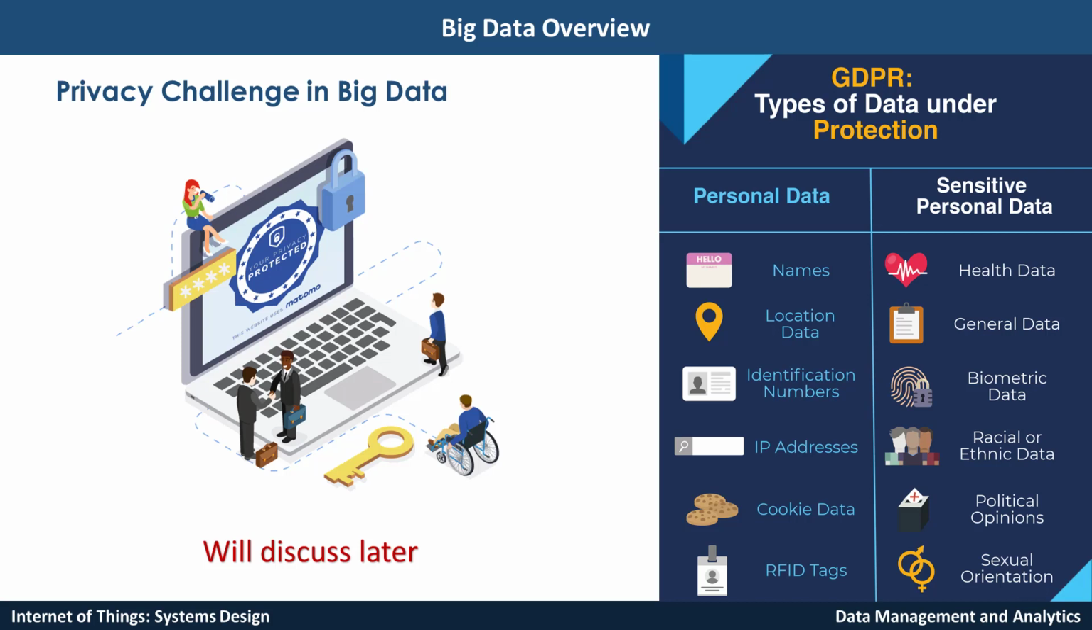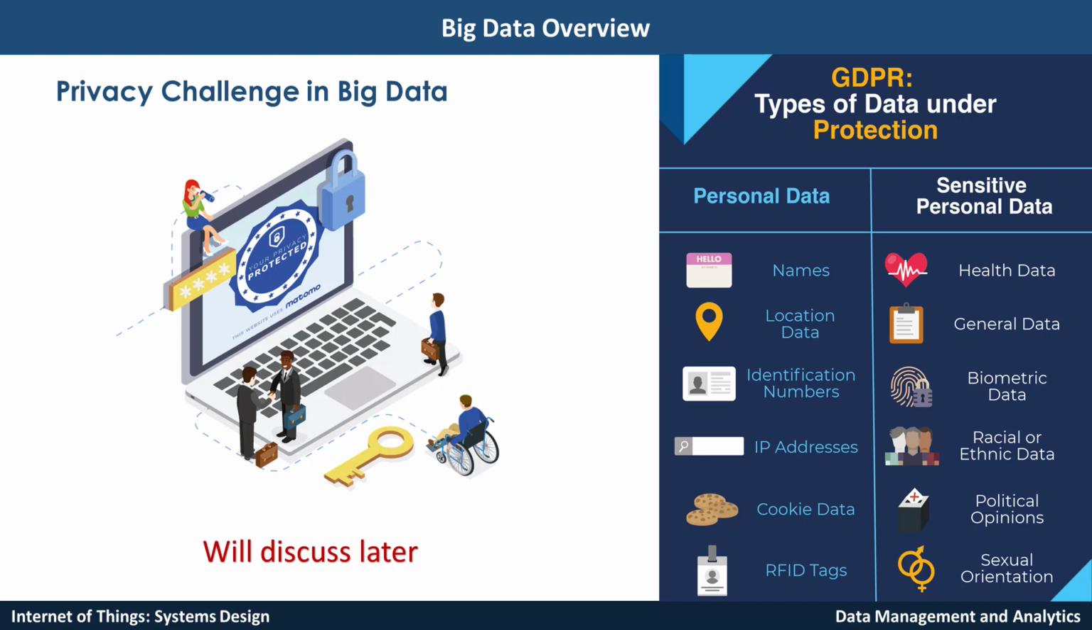In GDPR, there are 2 categories of data: personal data and sensitive personal data. Personal data is any information that helps to identify a particular person. For example, name, location data, identification numbers, IP addresses, cookie data, RFID, or any other data which we can combine together to identify a particular person.